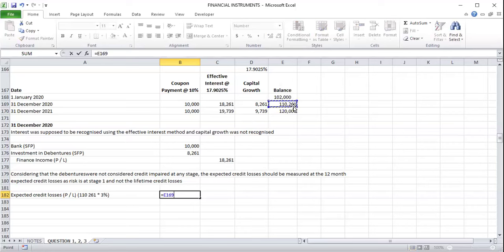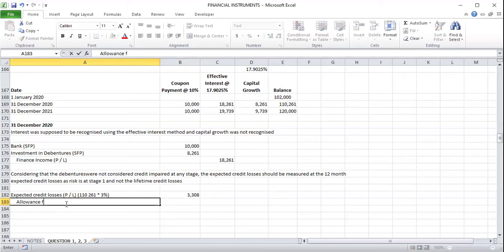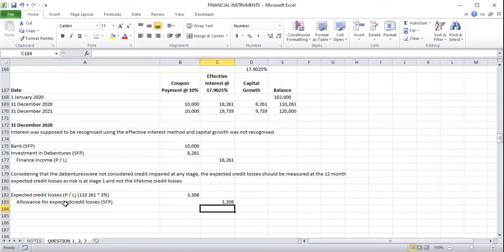Okay, 3,308 rand. Right. Thank you so much. Then we credit allowance for expected credit losses. So that's our suggested solution. Any questions?